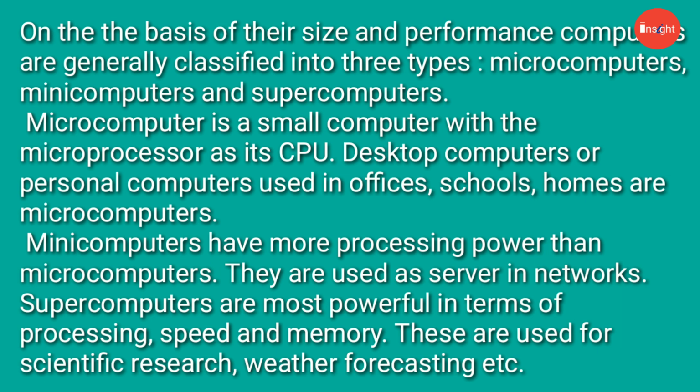Mini computers have more processing power than microcomputers. They are used as servers in networks. Supercomputers are most powerful in terms of processing speed and memory. These are used for scientific research, weather forecasting, etc.